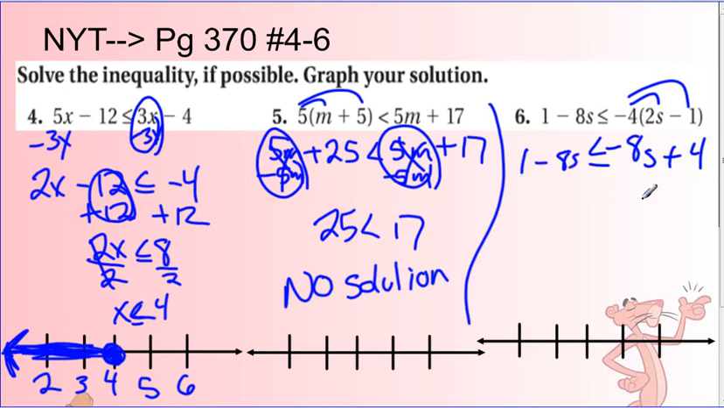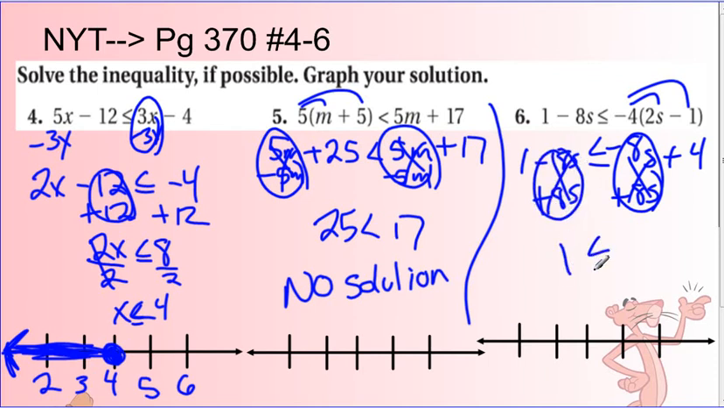All right. Variables on both sides. Get rid of the one on the right. Plus 8s cancels. Plus 8s cancels. 1 is less than or equal to 4. Is 1 less than or equal to 4? Yes, 1 is less than 4.